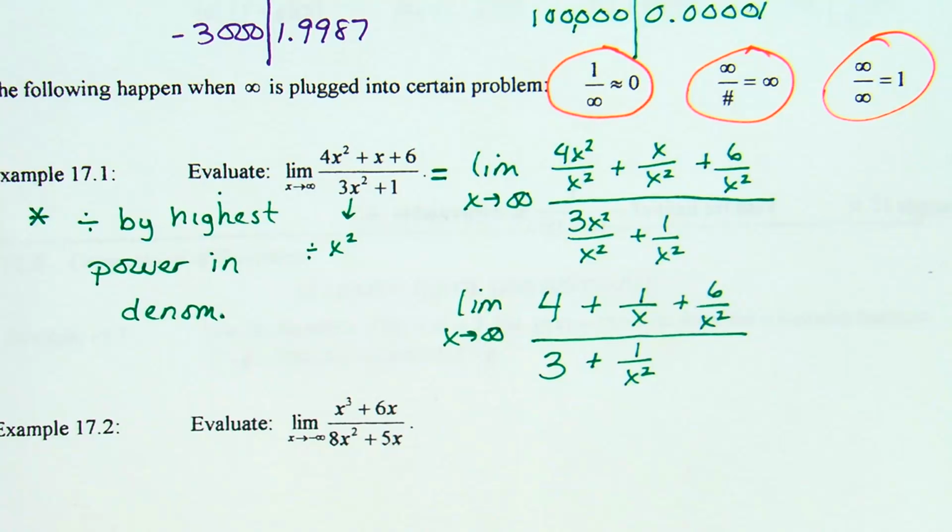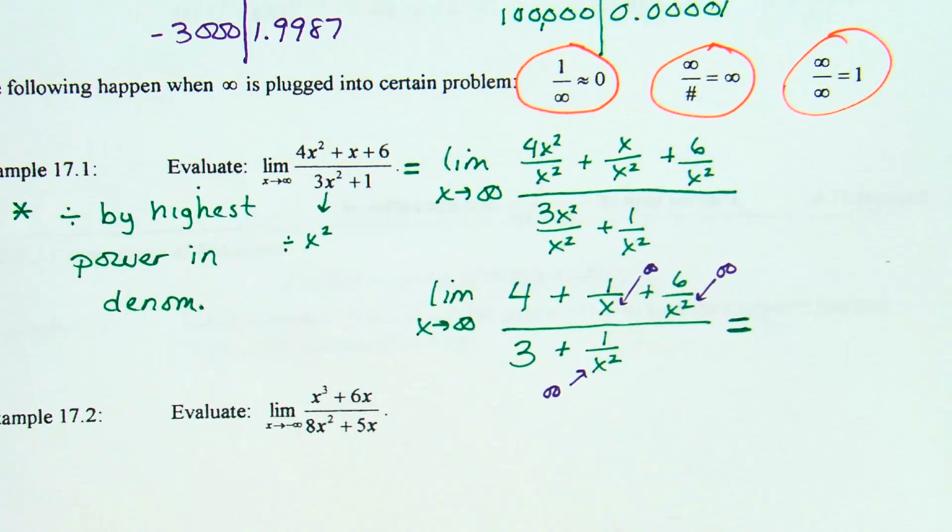Okay, in other words, now that I've done some pre-work, we're ready to plug infinity in. Now, does infinity affect 4? No, 4 is 4. So on top we have a 4 plus 1 divided by infinity. What is 1 divided by infinity? That's going to be approximately 0. Plus, what's 6 divided by infinity squared? It would also be 0.